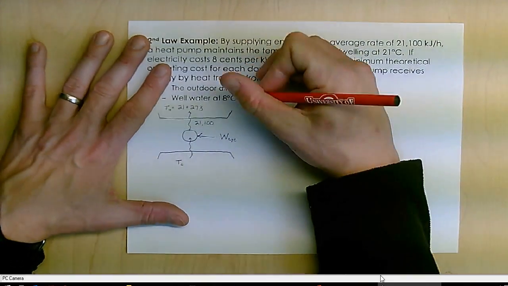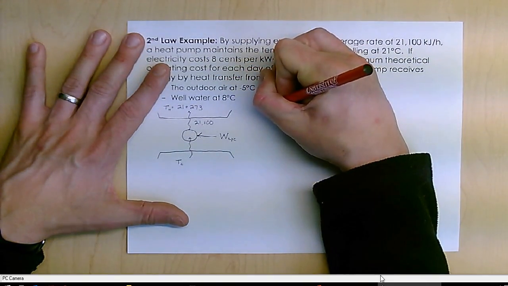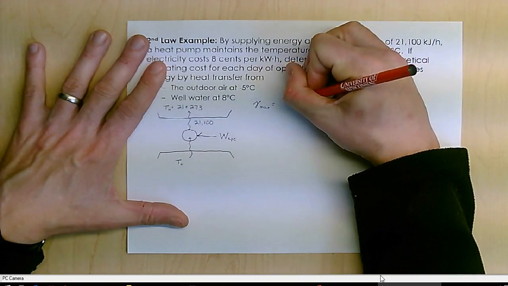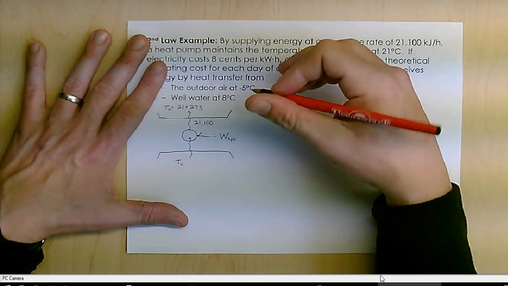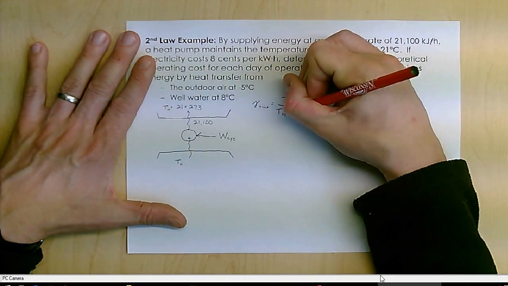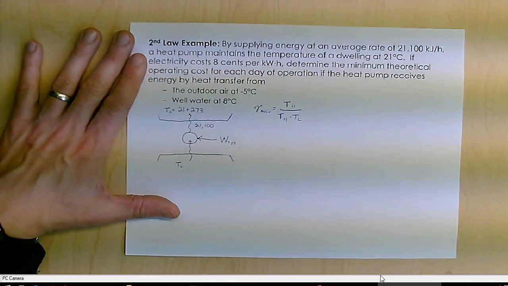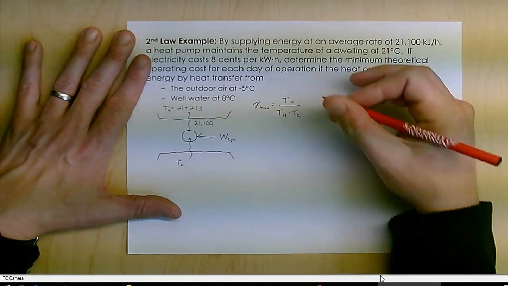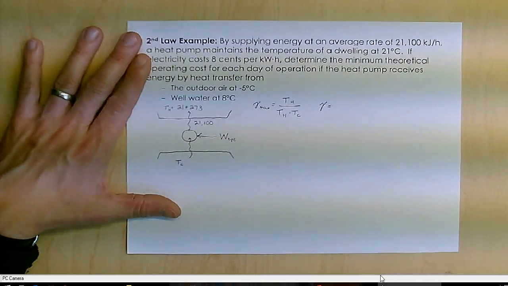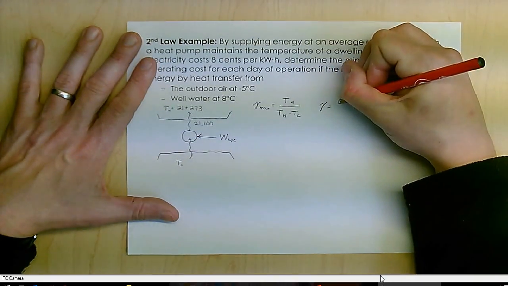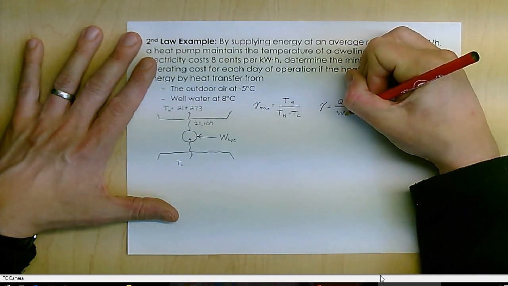Okay, so what I know is that the maximum coefficient of performance of a heat pump is relative to just the temperatures, which is TH over TH minus TC, like so, and the coefficient of performance is also QH over the work of the cycle.